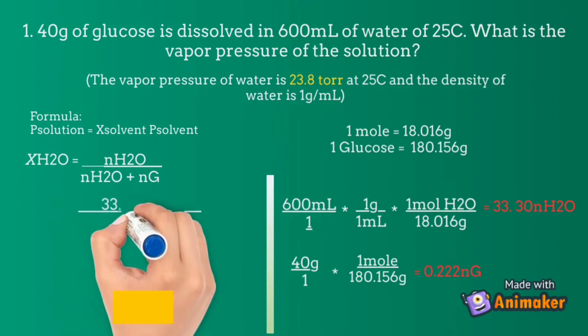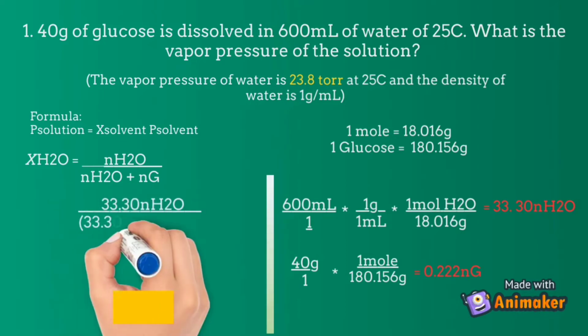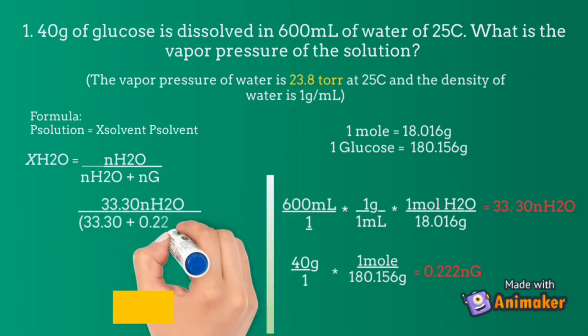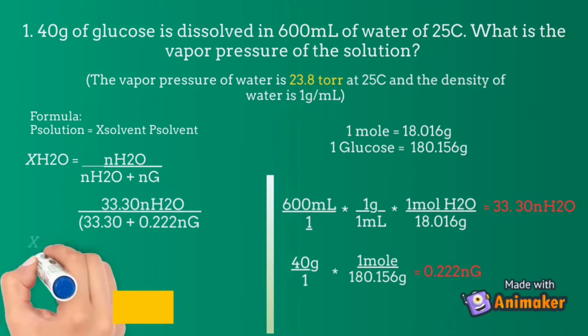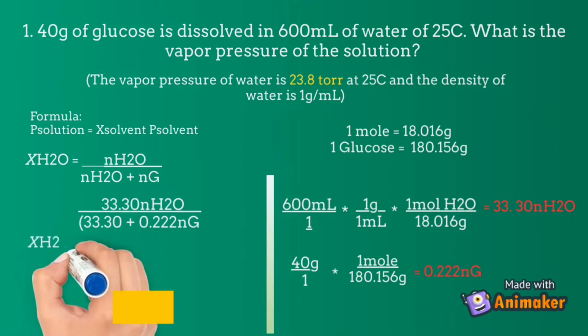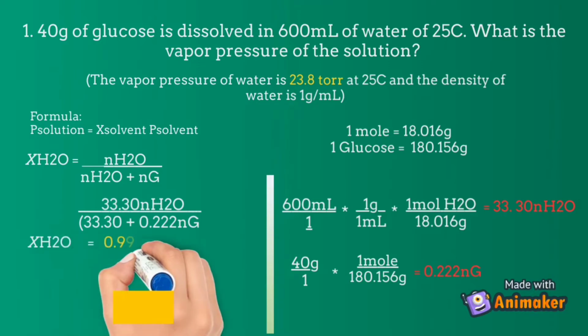And now we can already proceed sa ating solution for our X solvent. So, meron na tayong mole of water, which is the 33.30 mole, plus our mole of glucose, which is the 0.222. And solve lang natin, and we got the answer. Our X solvent is equal to 0.993.